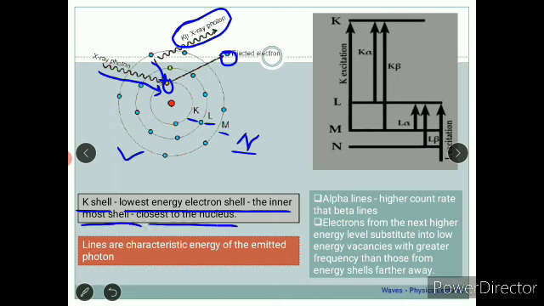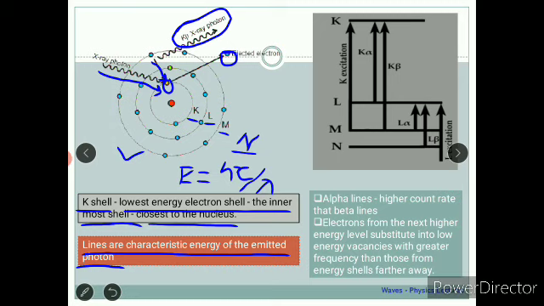Okay, now these lines that we get are nothing but the characteristic energy of the emitted photon. So what are these lines that we are talking about? These lines are nothing but the energy of the emitted photon, or the X-rays that are coming out, and since we know the energy, we can definitely find out the wavelength. It's very simple because we already know the relation E equals hc divided by lambda. So if we know the energy, we can find out the wavelength associated with it.